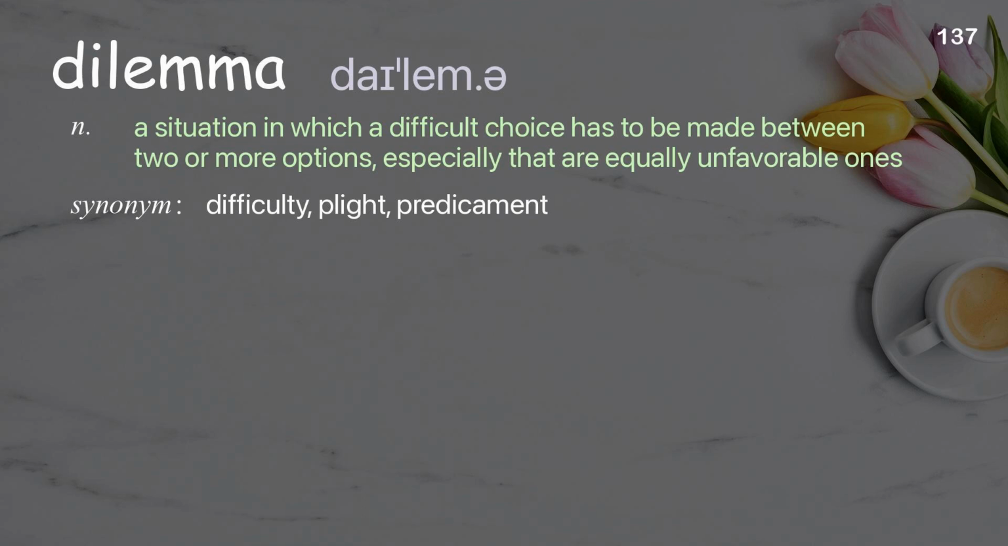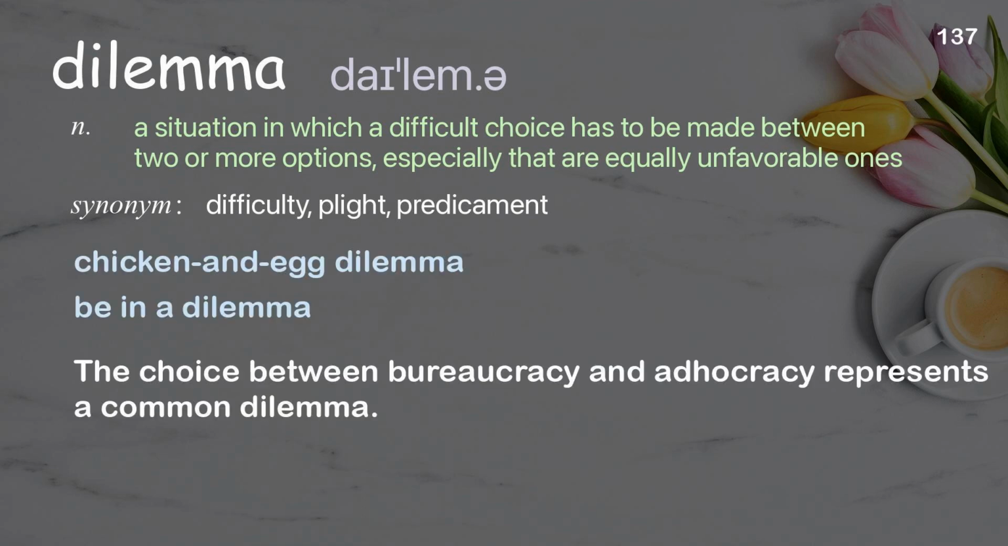Dilemma. A situation in which a difficult choice has to be made between two or more options, especially ones that are equally unfavorable. Examples: Chicken and egg dilemma. Be in a dilemma. The choice between bureaucracy and adhocracy represents a common dilemma.